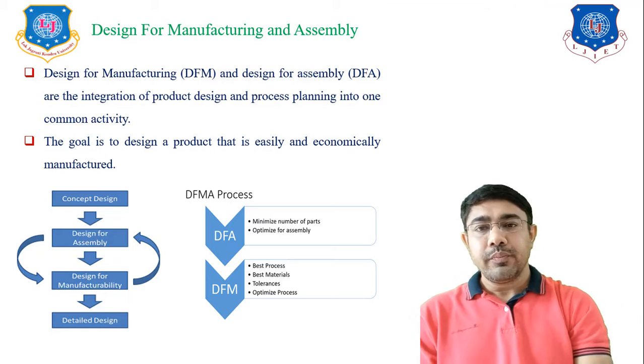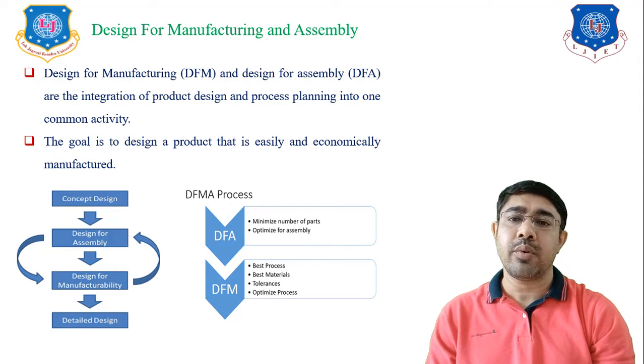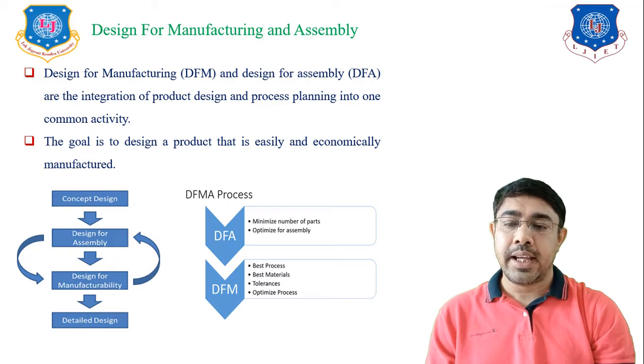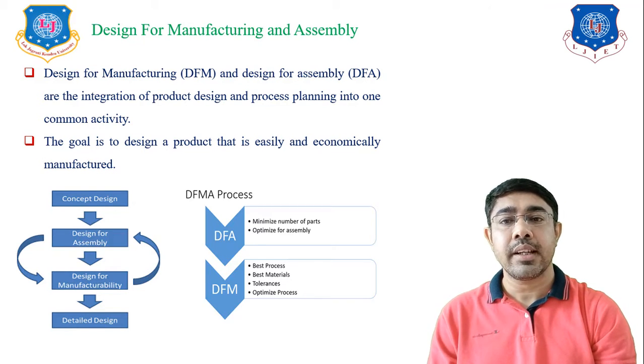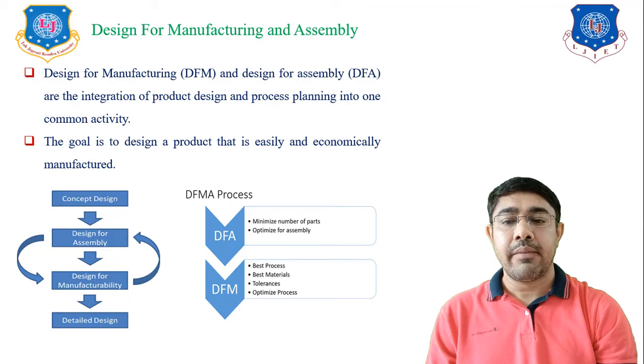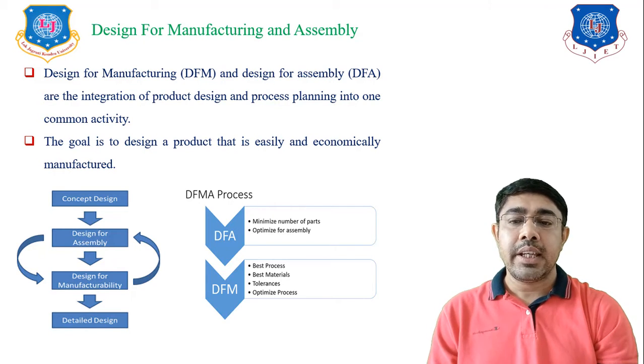In previous lectures we learned that design for manufacturing and design for assembly are an integrated process, and here I also show the diagram of design for manufacturing and assemblies, and you can see that both are an integrated process. Here on the right side is the design for manufacturing and assembly process. Above there are DFA and DFM, design for manufacturing and assemblies.